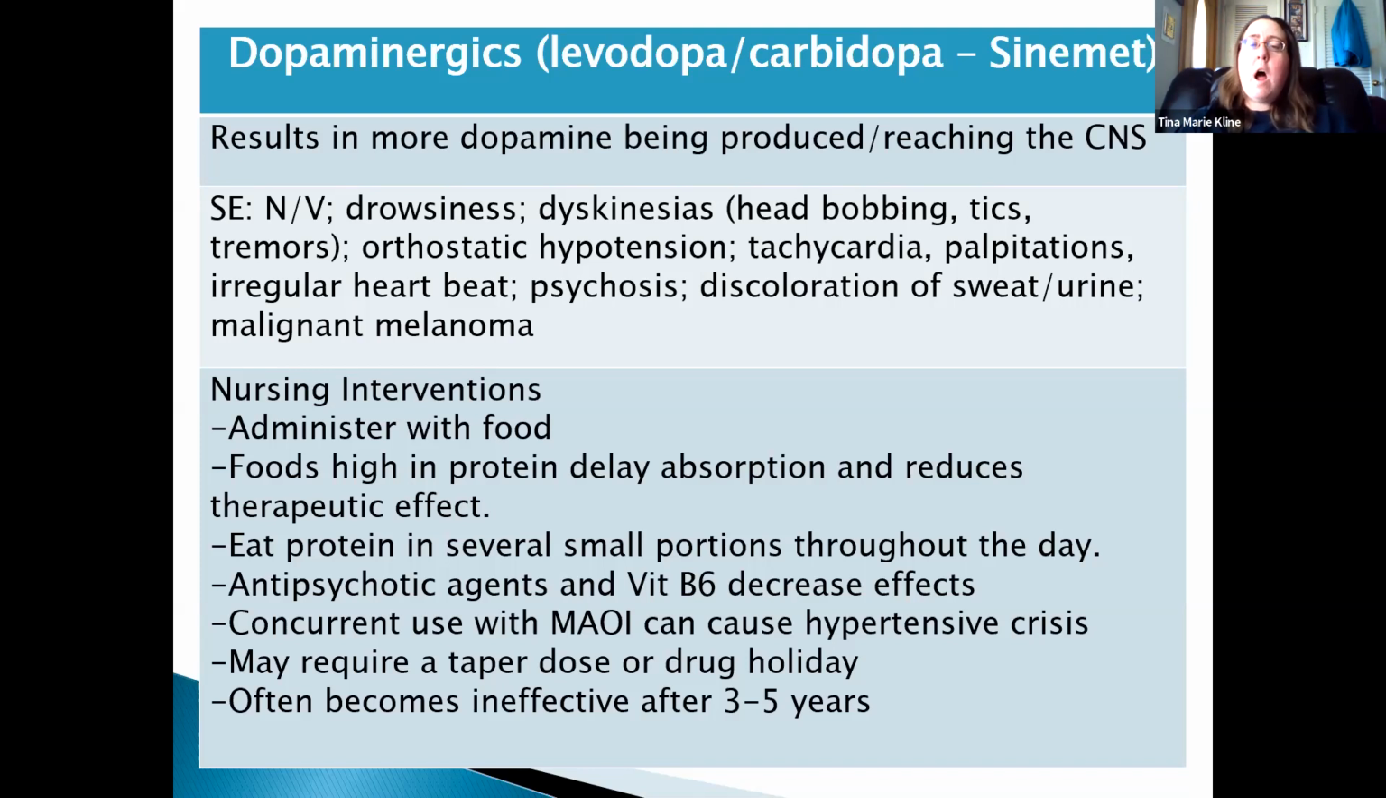Tapering doses or drug holidays. I mentioned before that this particular drug becomes ineffective usually after about 3 years. So what the provider might do to extend that is, sometimes throughout that 3 years, they kind of take the patient off the medication for a month or 2, just to give them what we call a drug holiday. In some cases, that has extended the life cycle of positive effects of Sinemet. For other patients, it hasn't, but it is still a technique that is used.